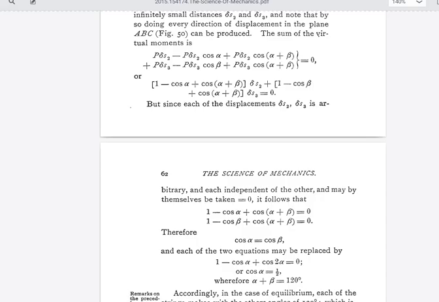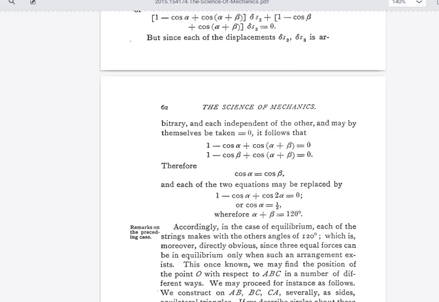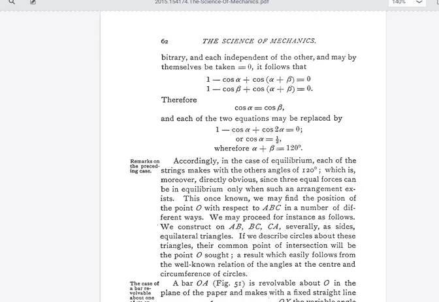Therefore, cos α equals cos β, and each of the two equations may be replaced by 1 − cos α + cos 2α = 0, or cos α = 1/2, wherefore α + β = 120 degrees. Accordingly, in the case of equilibrium, each of the strings makes with the others angles of 120 degrees, which is moreover directly obvious, since three equal forces can be in equilibrium only when such an arrangement exists.